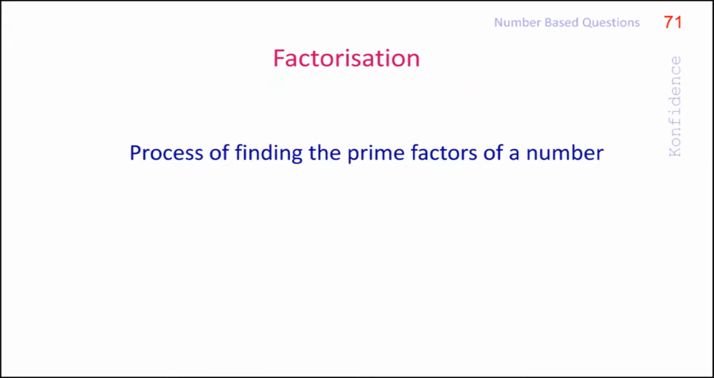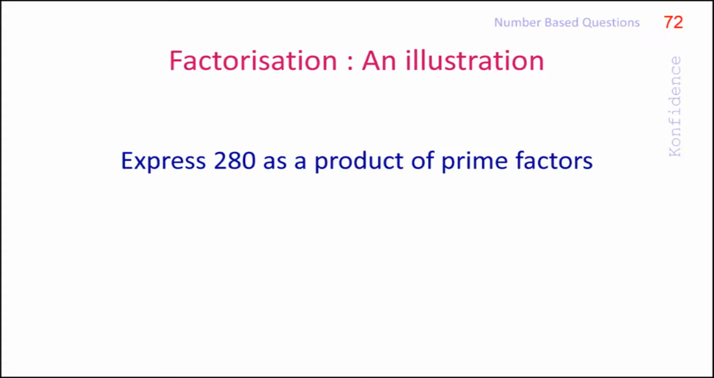The process of finding the prime factors of a number is called factorization. Here, what we do is to go on dividing the number with exactly divisible prime numbers starting with 2. The quotient obtained is also divided in the same manner till the quotient we end up is also a prime number. Let us understand the factorization method with the help of an example. We shall try to express 280 as a product of prime factors.